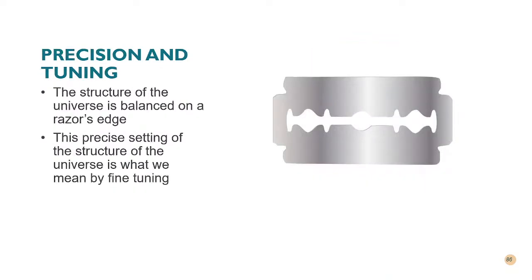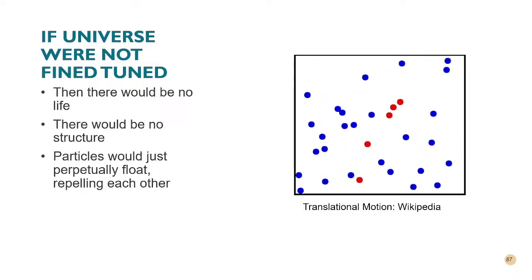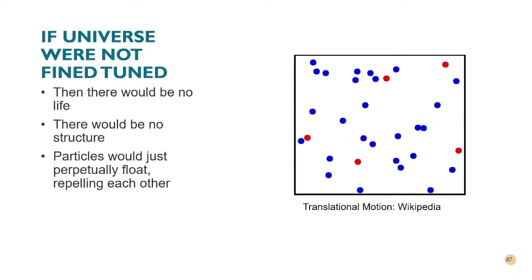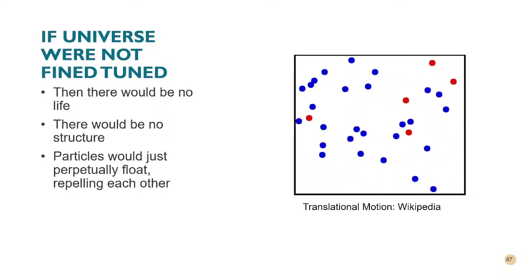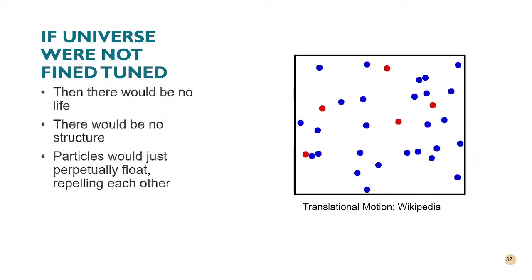This touches upon precision and fine-tuning. So here lies the fine-tuning argument, namely that the structure of the universe is balanced on a razor's edge, and this precise setting of the structure of the universe is what we mean by fine-tuning. And I'm going to give this quote, which is in the Word document that I'm giving for free if you click the link below, which has all the quotes and sources that I'm using for this PowerPoint and for this video.